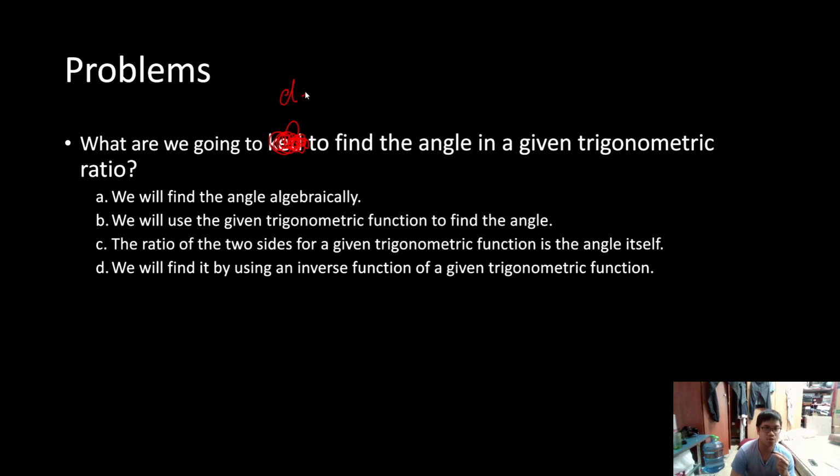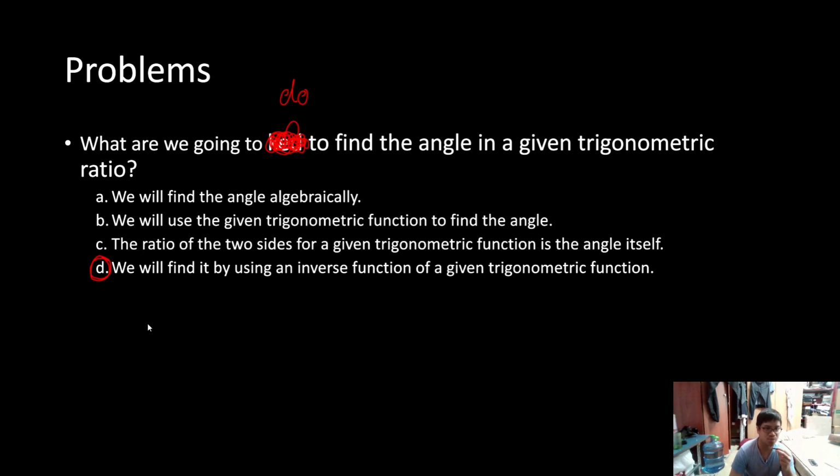What are we going to do to find the angle in a given trigonometric ratio? There's an error here, right? So what are we going to do to find the angle in a given trigonometric ratio? A. We will find the angle algebraically. B. We will use the given trigonometric function to find the angle. C. The ratio of the two sides for a given trigonometric function is the angle itself. Or D. We will find it by using an inverse function of a given trigonometric function. The answer here is obviously letter D, right?